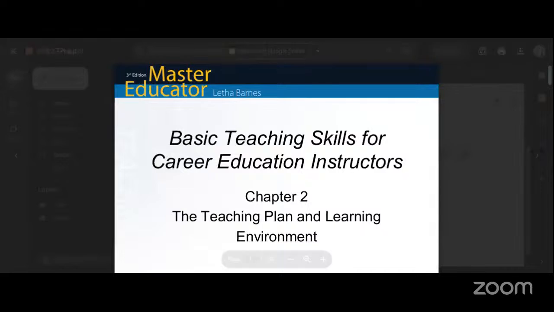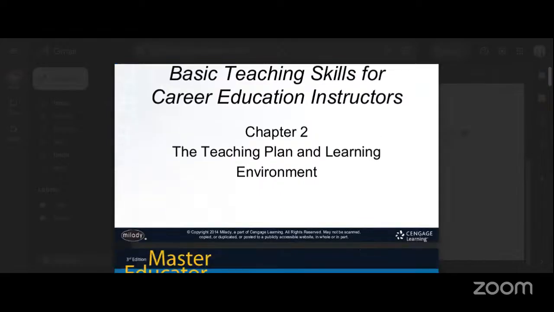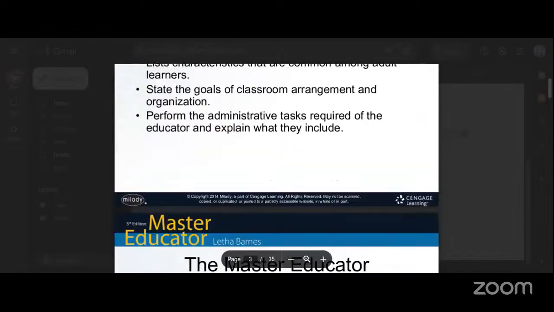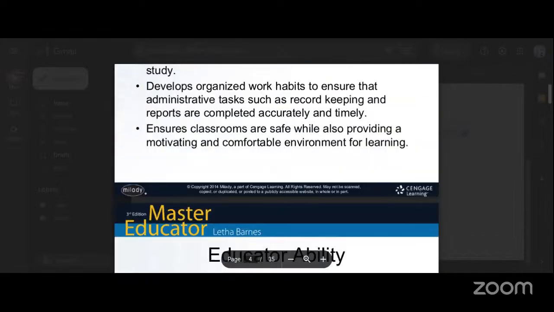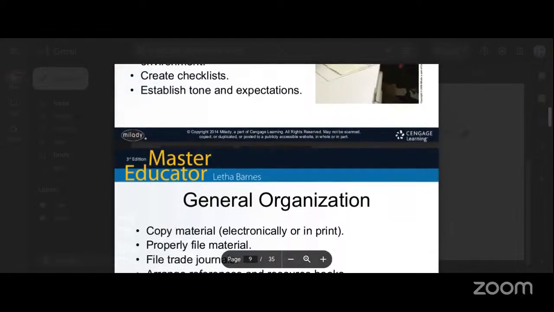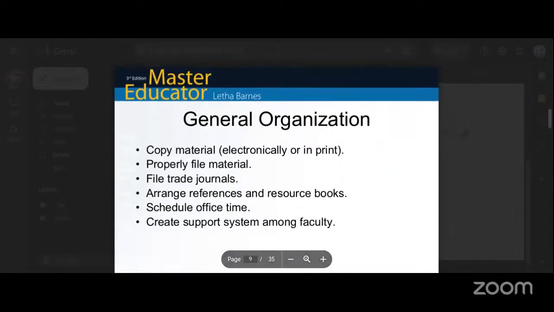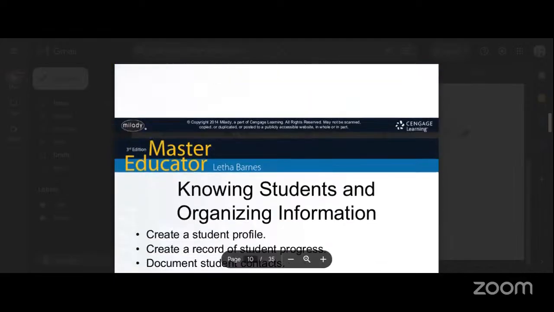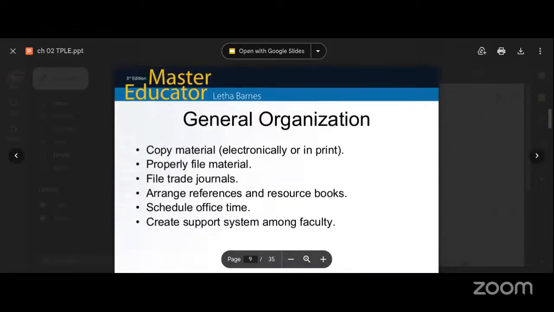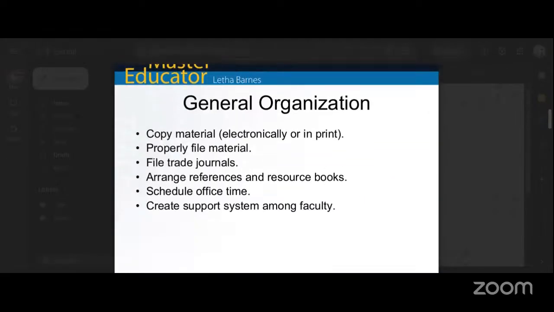All right. So we're here at chapter 2, continue the teaching plan and learning environment. As we begin to close in on some of our major concepts of the teaching plan and managing the classroom, we're going to head over to the slides that we lastly viewed. And let's just pick up at slide 9, general organization.